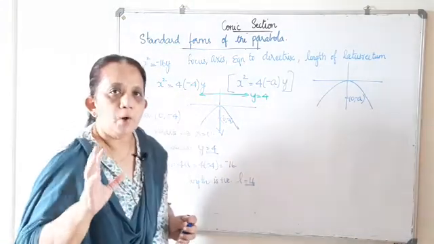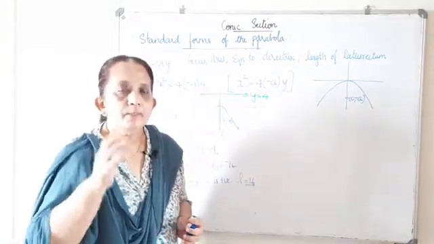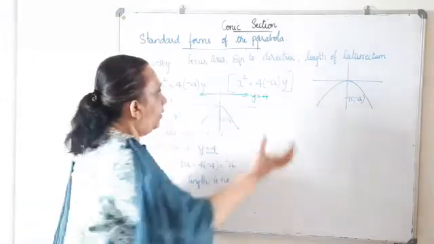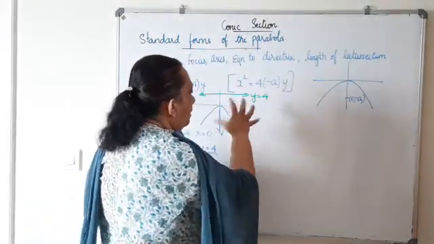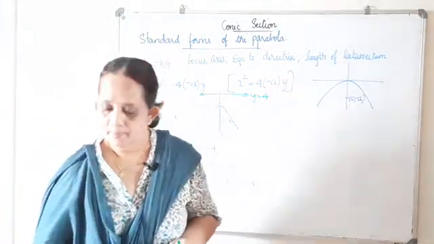So, whenever you are given a problem, compare it with the standard form, draw the rough sketch of the standard form, and compare it with your question. Then it is easy to find all the required elements.